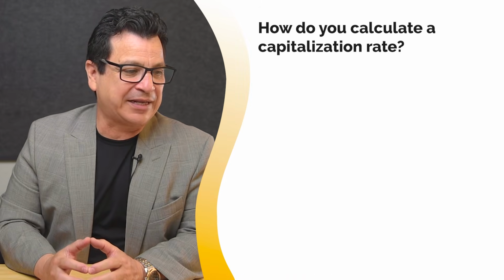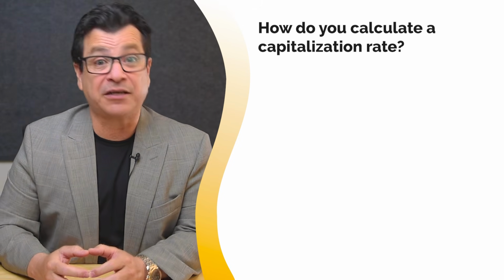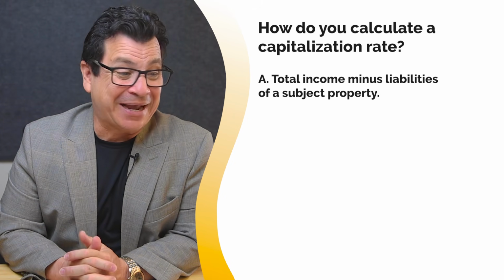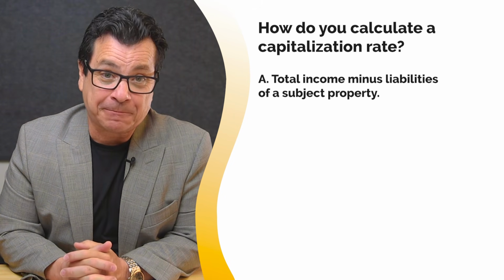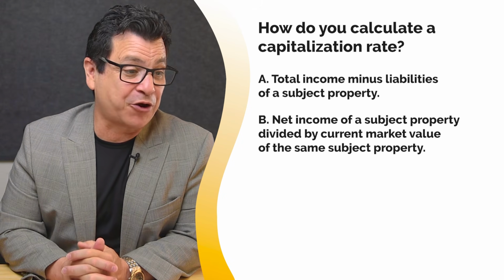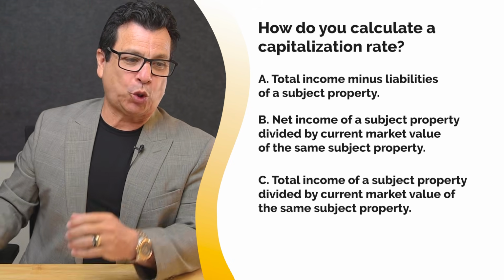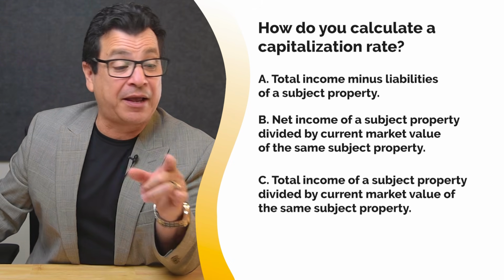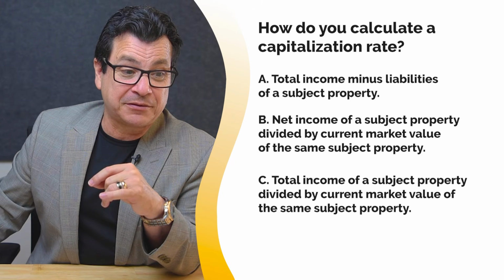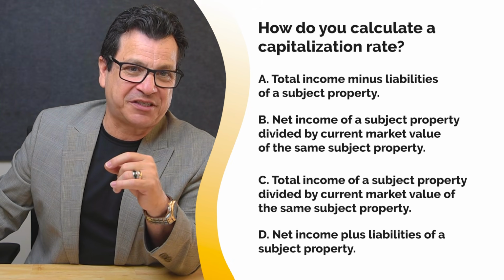How do you calculate a capitalization rate, a cap rate? Typically done in the commercial world. A, total income minus liabilities of a subject property. B, net income of a subject property divided by current market value of the same subject property. C, total income of a subject property divided by current market value of the same subject property. Or D, net income plus liabilities of a subject property?